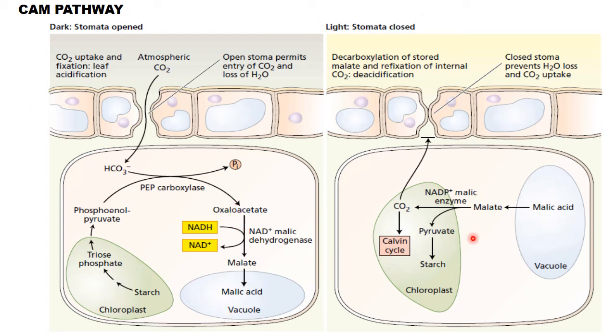Later on, during daytime, when the stomata are closed, there is no entry of CO2 as well as no water loss. Here, the malic acid present in the vacuole is released and it enters into the chloroplast, where it is decarboxylated with the help of the enzyme NAD plus malic enzyme, and it forms pyruvate, and this pyruvate helps in the synthesis of starch. The carbon dioxide released during this process enters into the Calvin cycle, where it is fixed. This is what is happening during daytime. This is the entire view of the CAM cycle.